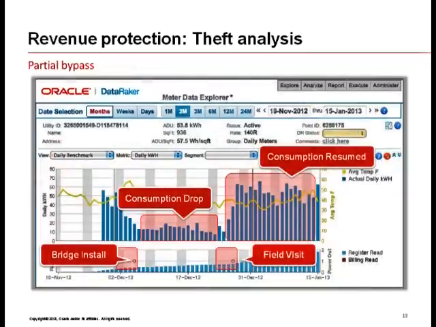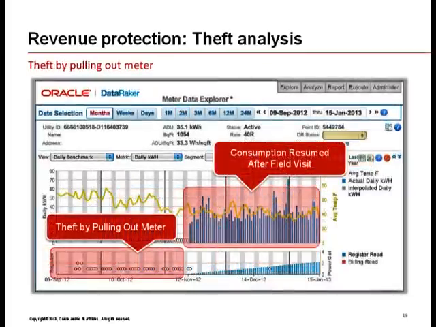So this is an example of partial meter bypass. If you see here on 5th December 2012, there is a meter power outage event, which indicates bridge installation. Then there is a drop in consumption. And then there is field inspection on 27th December 2012, which is indicated by another meter power outage event. At this point, the bridge was removed, and after that, consumption has resumed.